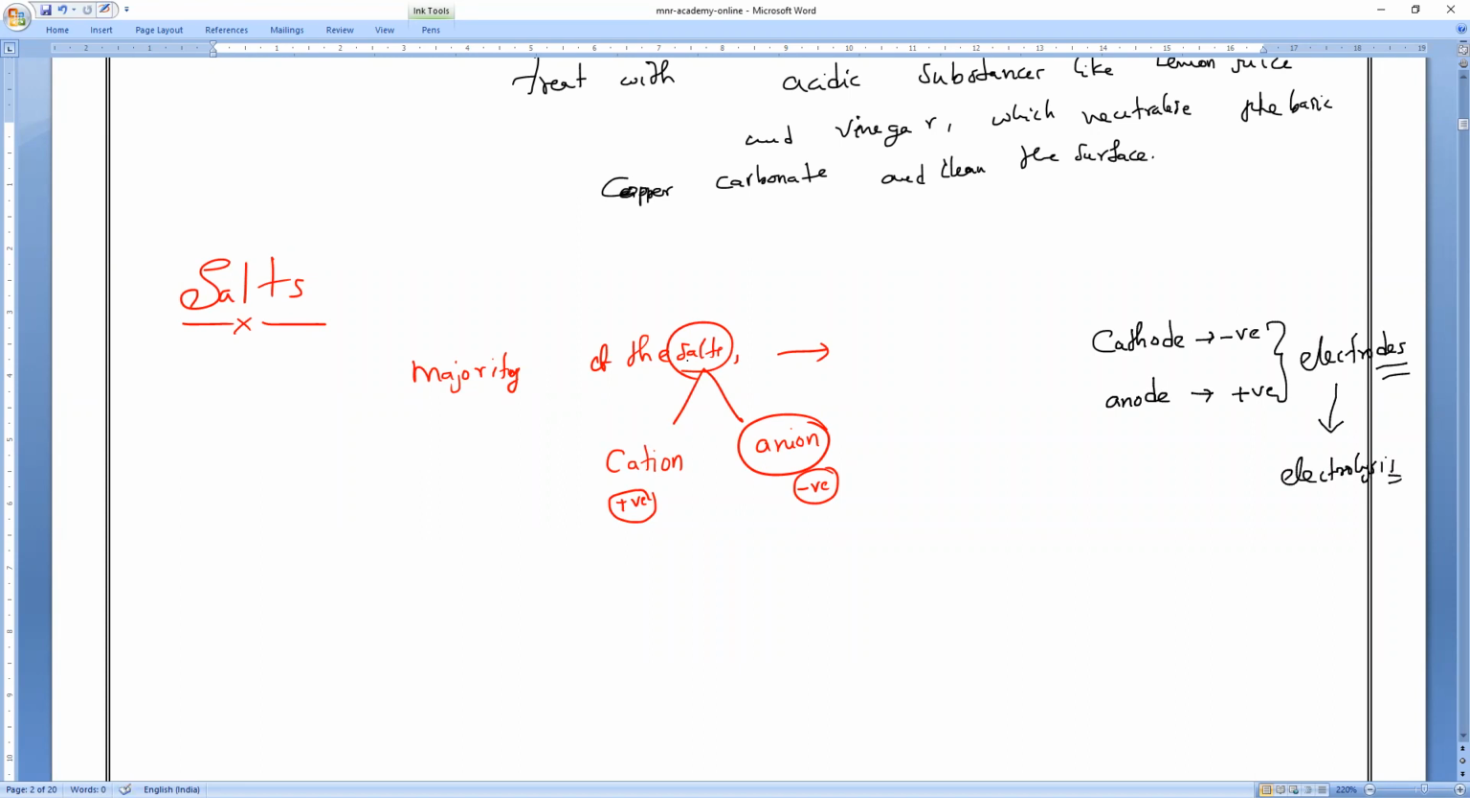So majority of the salts are made up of cations as well as anions. Cations are derived from metals, and anions are derived from non-metals. That is the first point you have to remember. This is the most important thing.